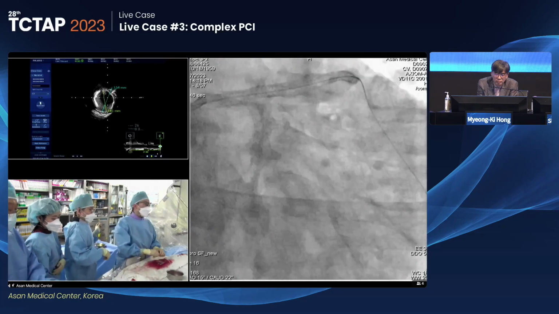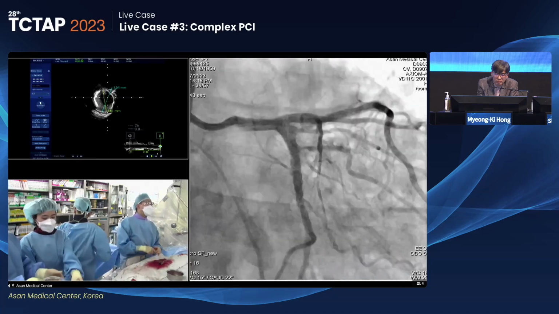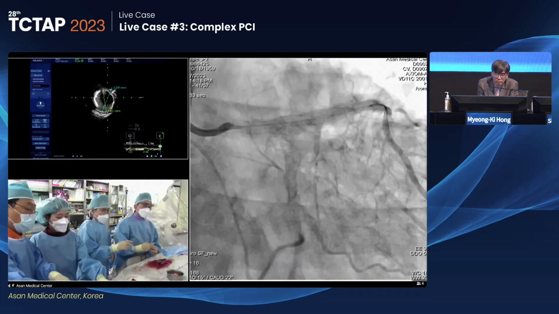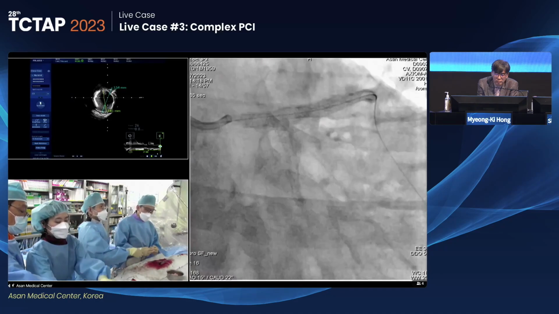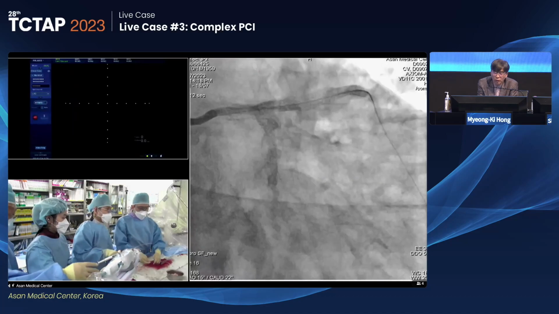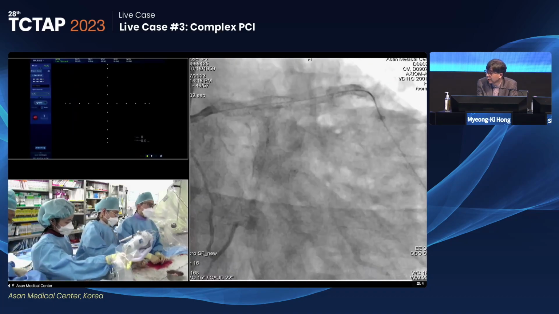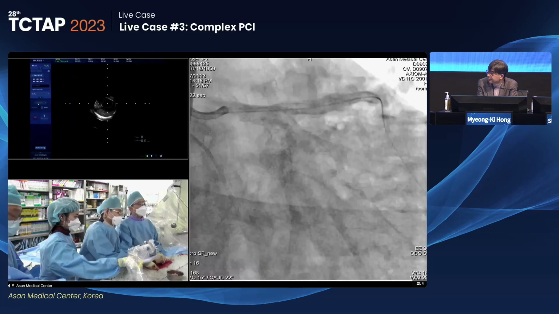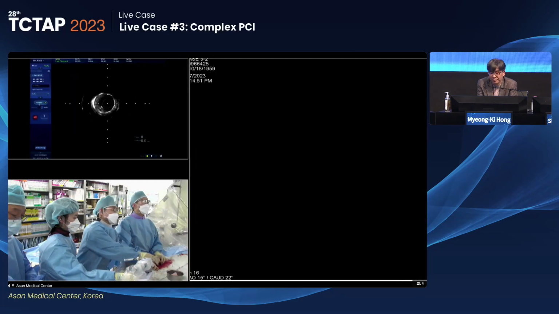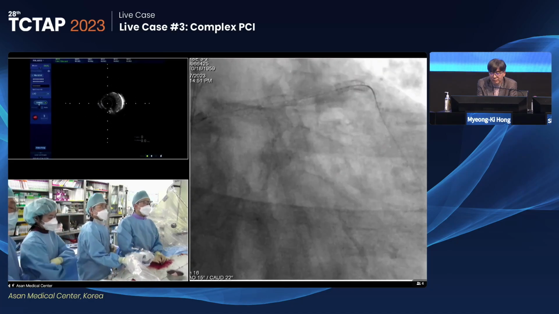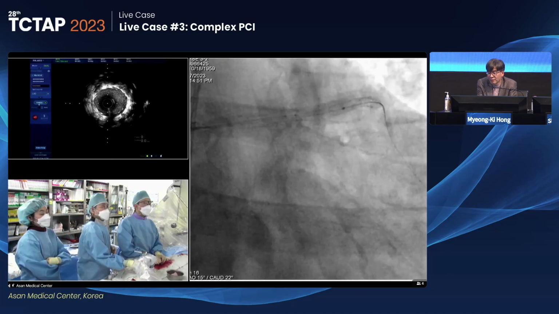You can see the circumflex stent is still not expanded because of the heavy calcification. Let's see the LAD. I think there's a hematoma outside the stent. Right, outside of the stent. It looks larger, localized. It's contained. It's not extravasating. I will not do too much, because that is the hematoma.